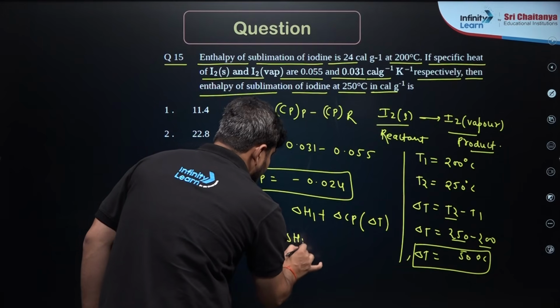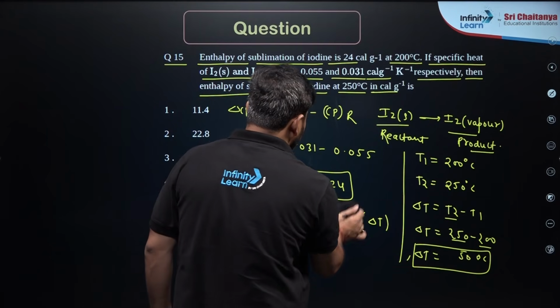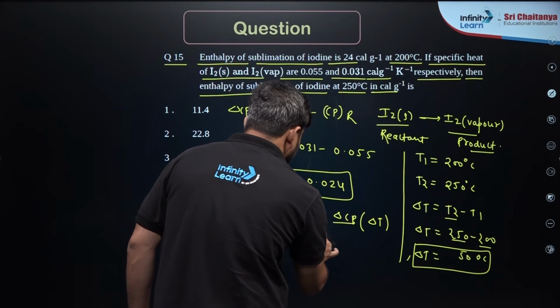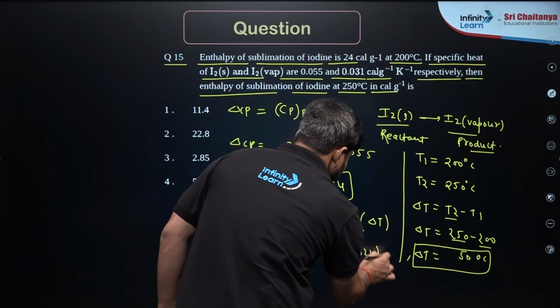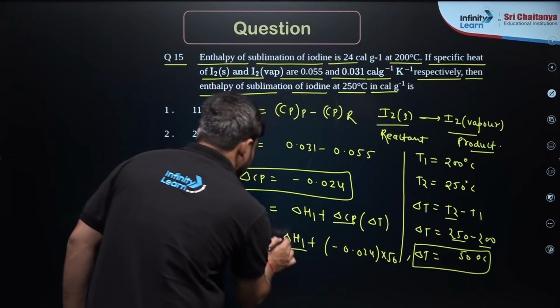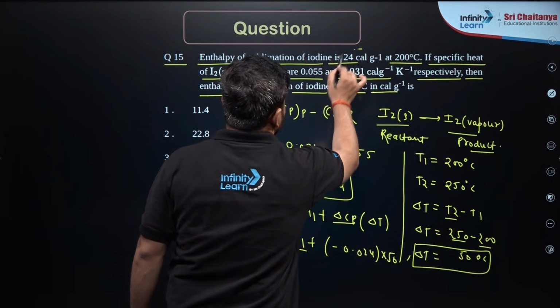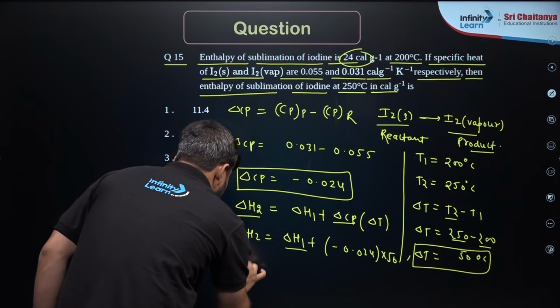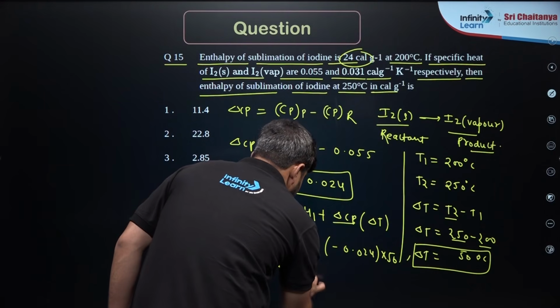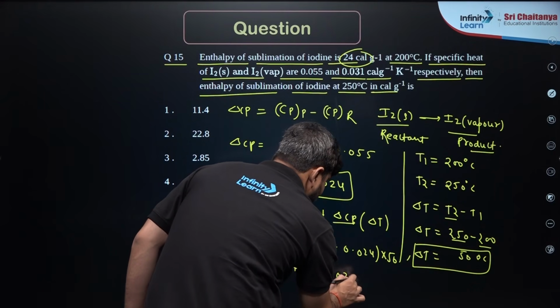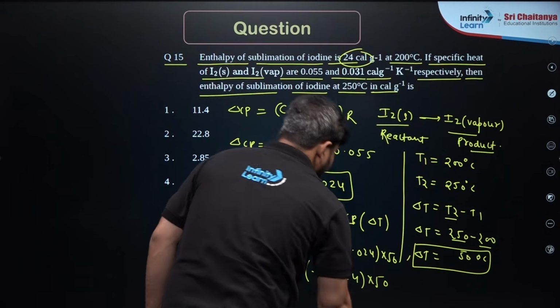And delta H2, if we are calculating here, so delta H1 plus delta Cp. How much are we going to get here? Minus 0.024, and it is going to multiply by 50. And delta H1, how much is given in the question? It is given 24. So delta H2 equals 24 plus minus 0.024 multiplied by 50.